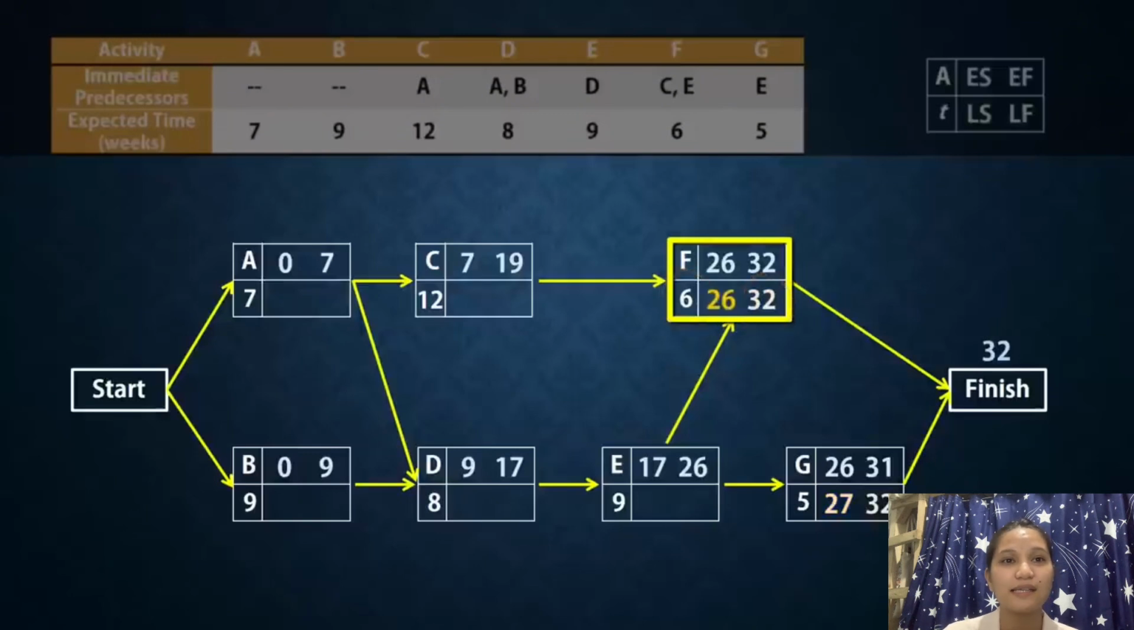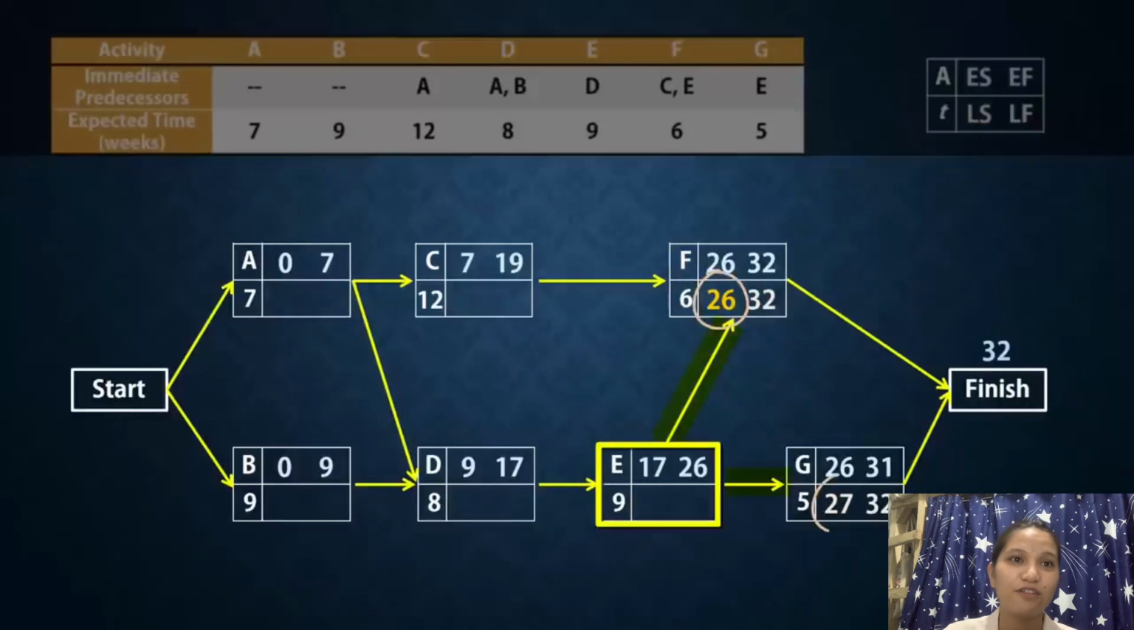Now E has two successors, F and G. Their latest start times are 26 and 27 respectively. As a result, the latest time E has to finish has to be 26 in order for F to start. In essence, when doing a backward pass, the latest finish time of an activity must be the minimum of the latest start times of its successors. Thus, the latest start time for E will be 26 weeks minus 9, which gives 17.